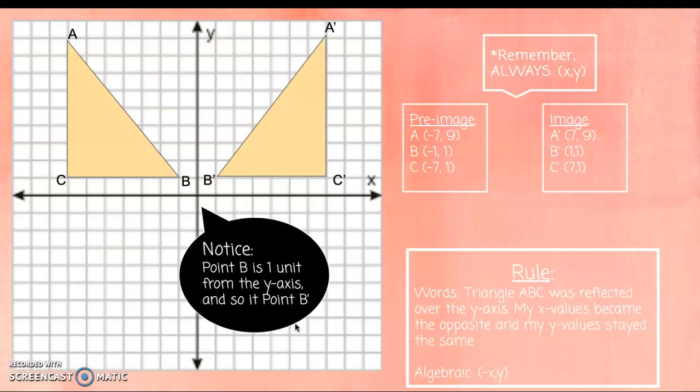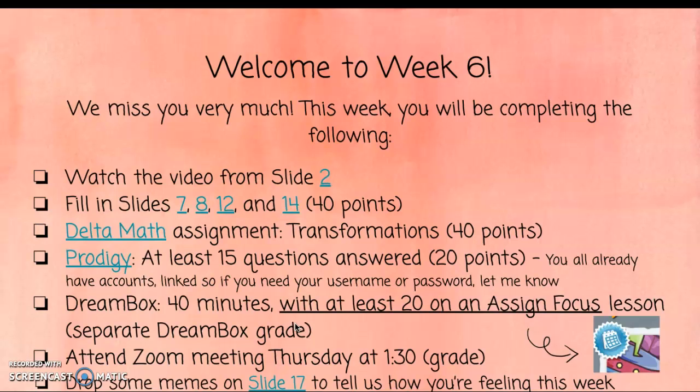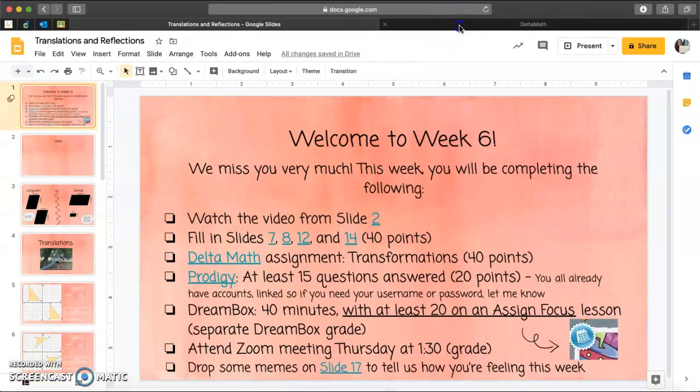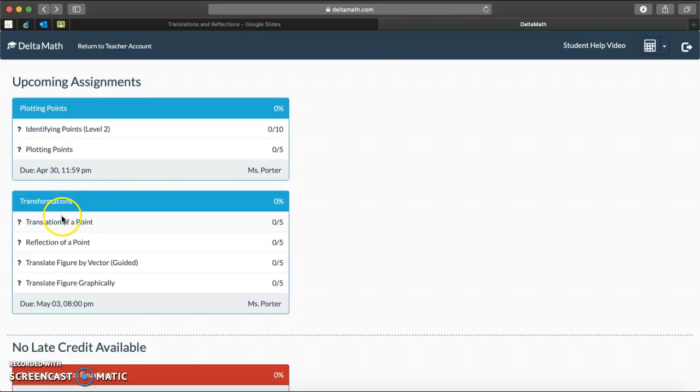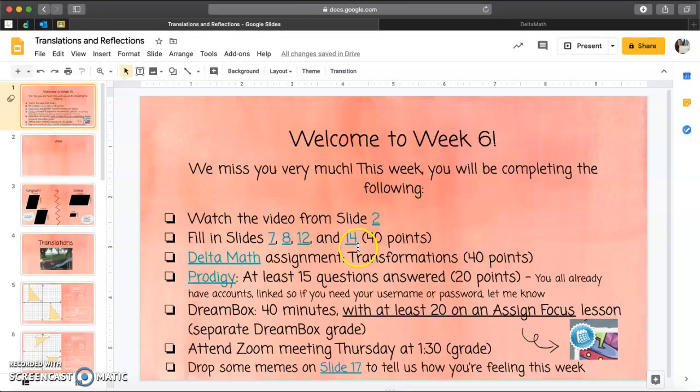So just to recap, make sure that you are filling out the slides that need to be filled out. So that's slides 7, 8, 12, and 14. You need to complete the Delta Math assignment. Actually, let me show you the Delta Math assignment real quick. It's transformations. It's 4 parts, but you only need 5 correct on each. So I made it a little quicker this time. All right. So you need to fill out the 4 slides. Make sure you watch this entire video. Do the Delta Math assignment, 15 or more questions on Prodigy and Dreambox, and make sure you come to the Zoom meeting. And then please drop some memes.